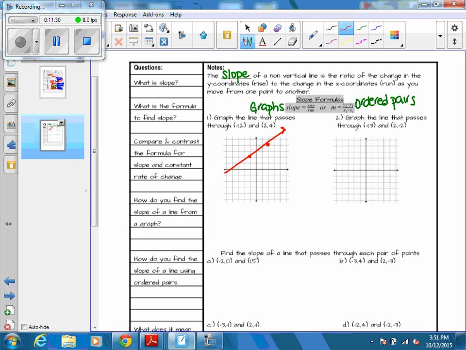So when I draw that line, remember when I have a graph, in order to find the slope, I use the equation rise over run.